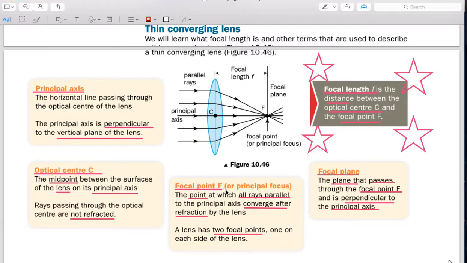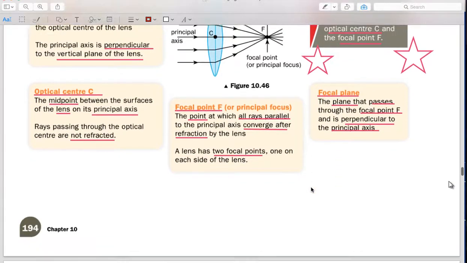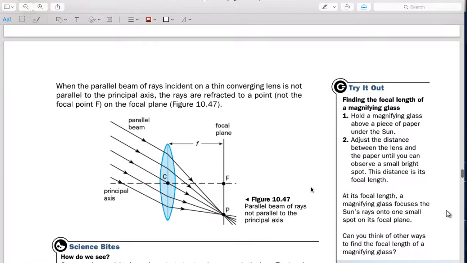Focal point F, also known as my principal focus, is the point where all rays previously parallel to the principal axis will converge after being refracted by the lens. And my focal length, which is important, is basically the distance between the optical center and the focal point. Focal plane is a plane surface that cuts through the focal point and is perpendicular to my lens and principal axis.